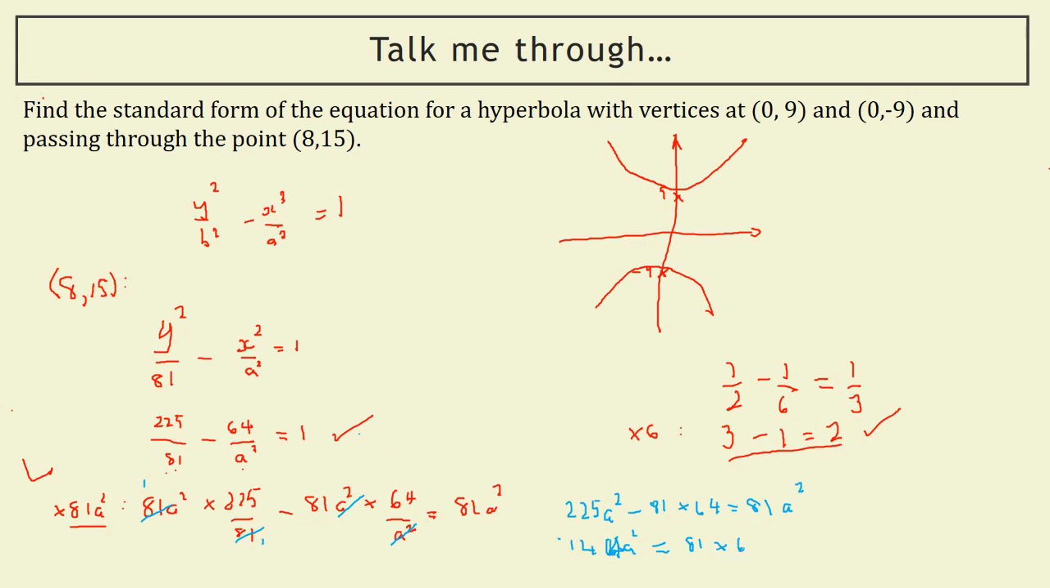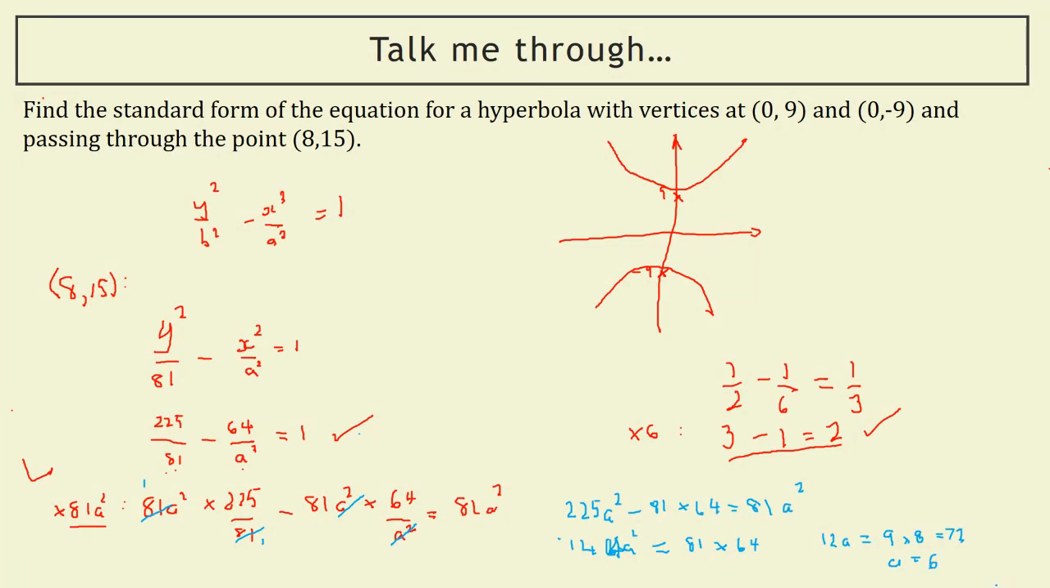Square root the whole lot. Why bother even doing that? Why not square root the whole lot? 12a is 9 times 8. 12a is 72. a is 6.